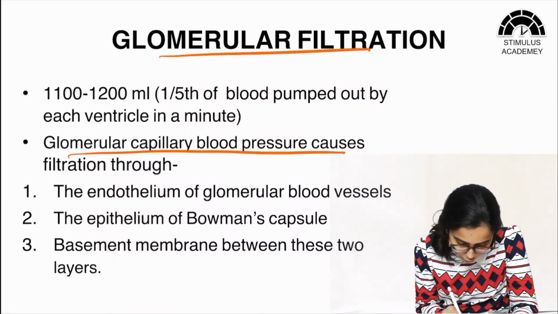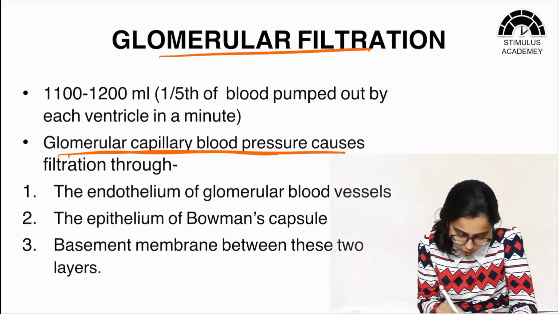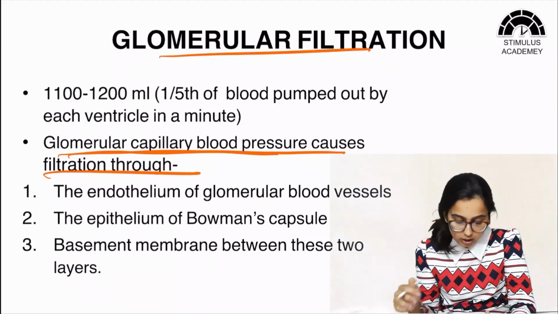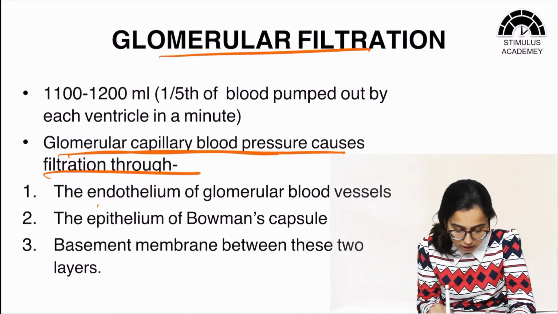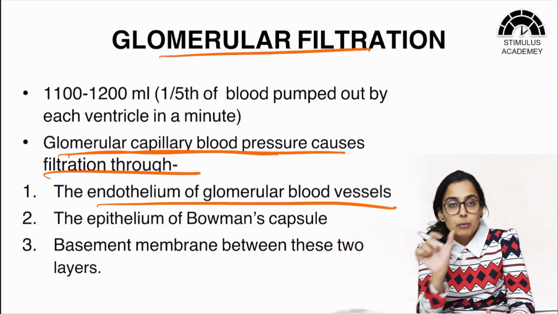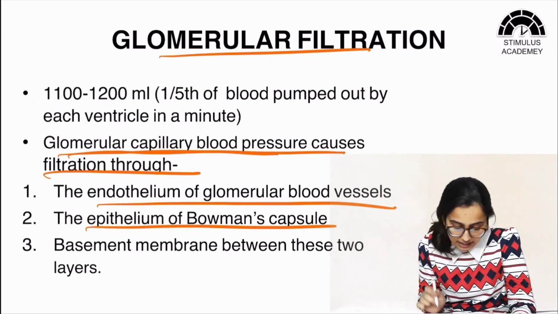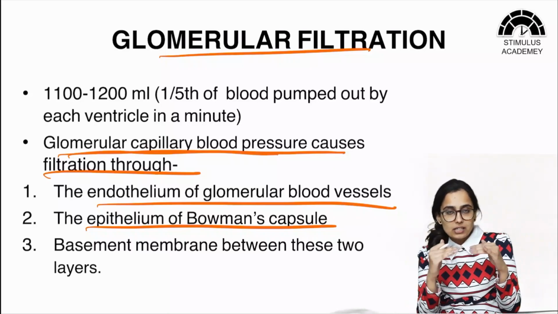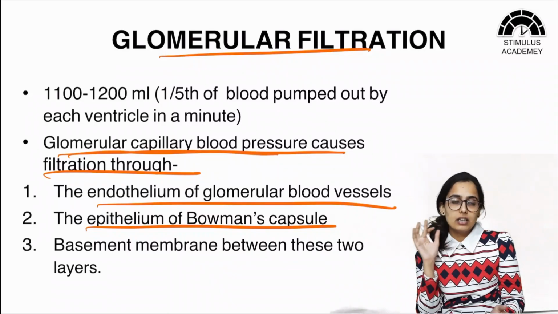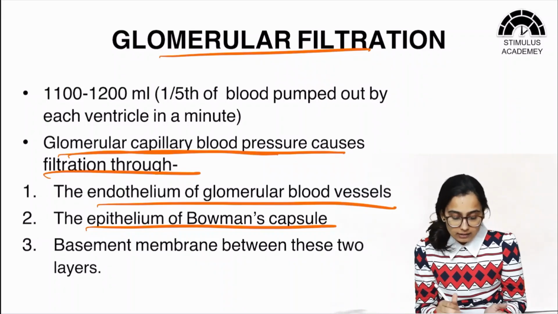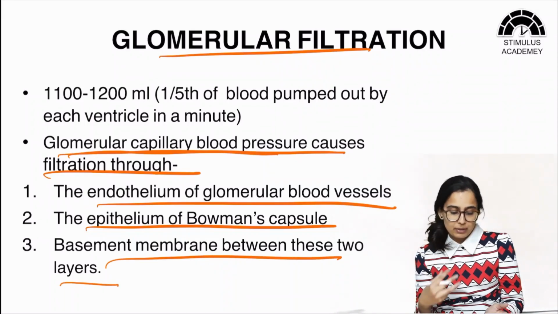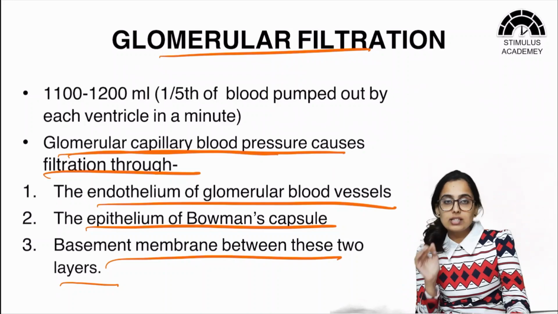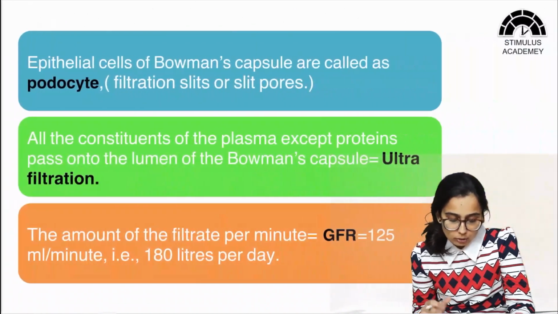Okay, so the glomerular capillary blood pressure will cause the filtration of the blood, and during filtration the blood will have to cross the membranes. The first layer that it will cross is the endothelium of the glomerular blood vessels, the endothelium of the vessel in which the blood is flowing. The second layer will be the epithelium of the Bowman's capsule, so it will cross the epithelial lining of this Bowman's capsule. And the third is the basement membrane between these two layers. These two layers of course will have their respective basement membranes, so it has to cross that layer as well. Okay, so this is about glomerular filtration.